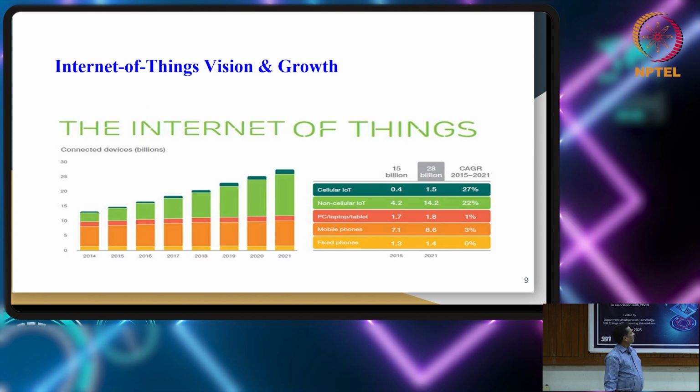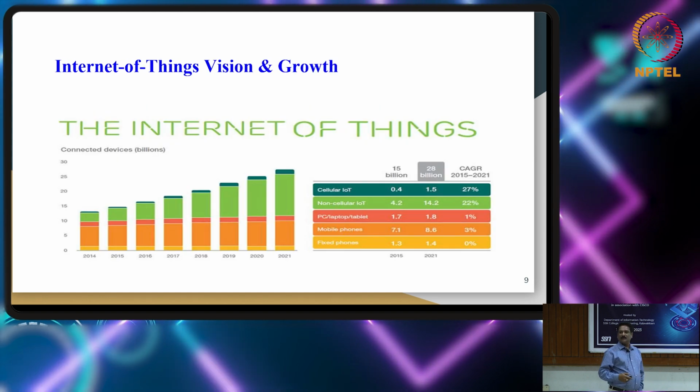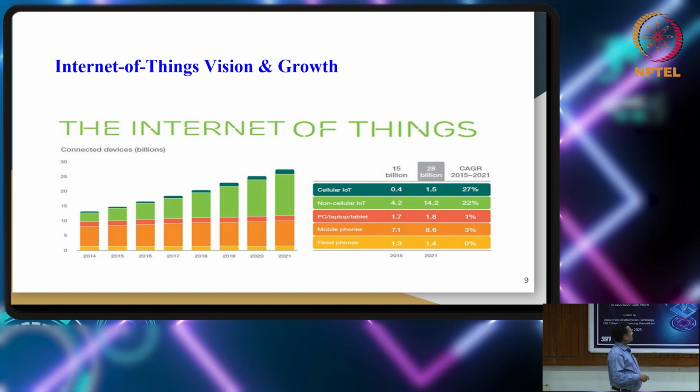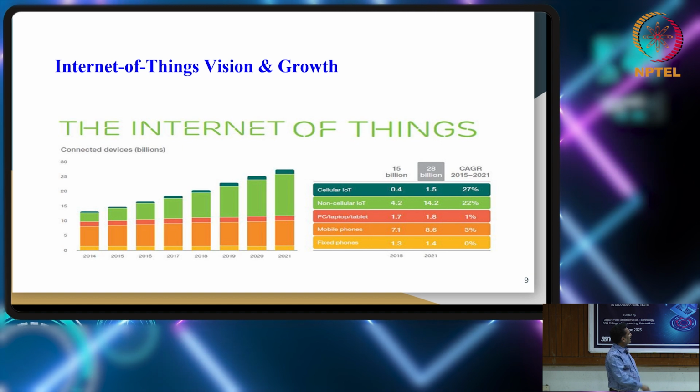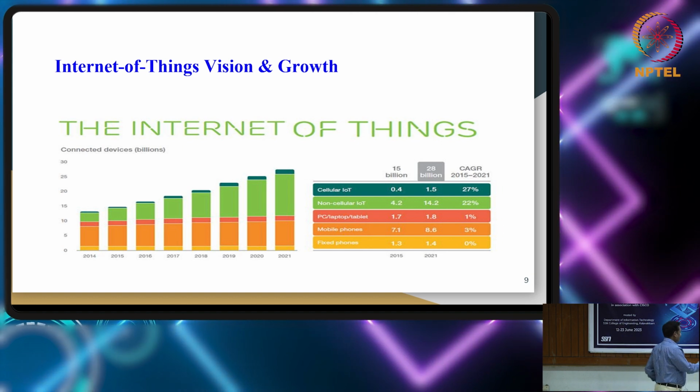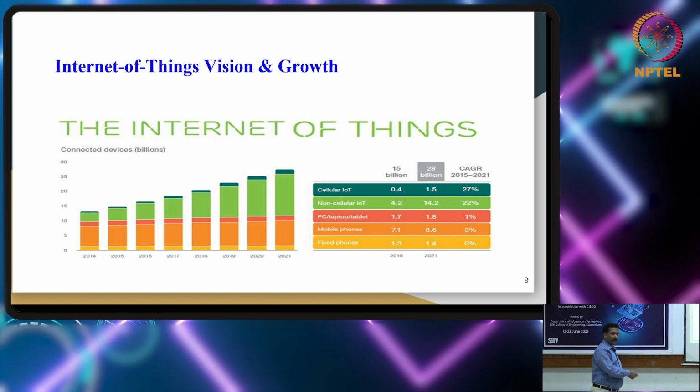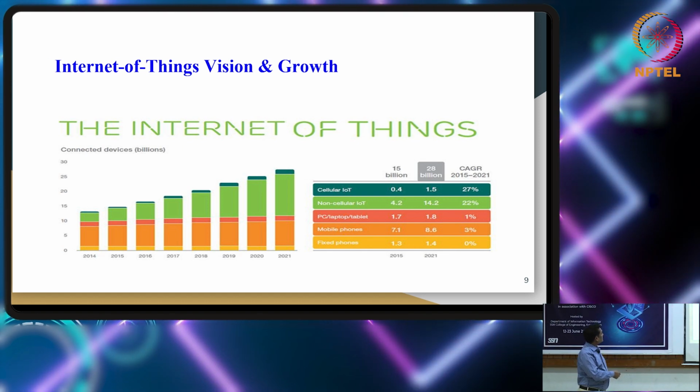And what happened actually? This is the compound average growth rating. This is the Internet of Things, connected devices in terms of billions. Now you can see that in 2021 the connected devices, in billions, keep on increasing, for example around 25% compared to 2014.